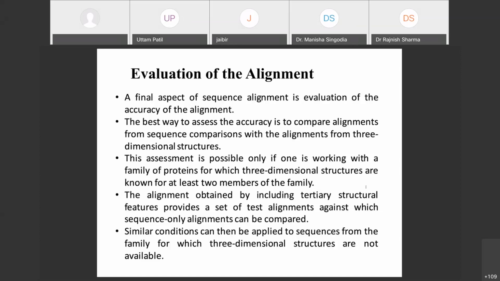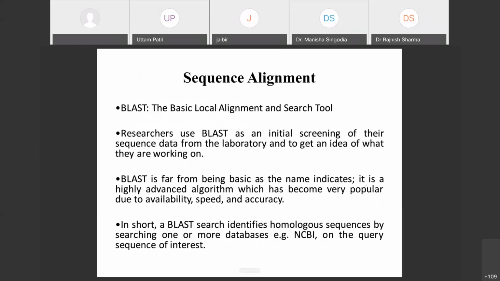Now, if you do not have those kinds of things, then there could be some folds and motifs that can be used for the evaluation of the alignment to see whether the alignment is correct or not. As I said, there are multiple tools and techniques for the alignment of sequences. The first one is BLAST, which probably everybody is aware of, the Basic Local Alignment Search Tool.